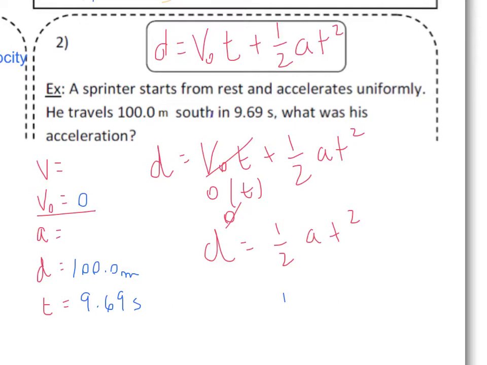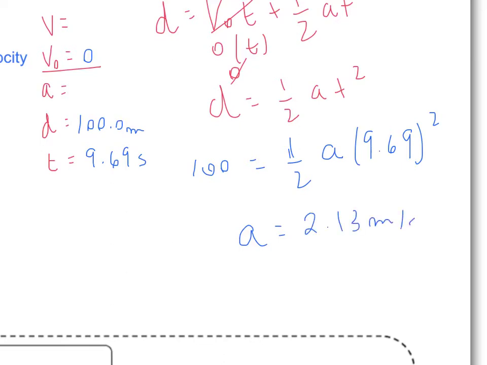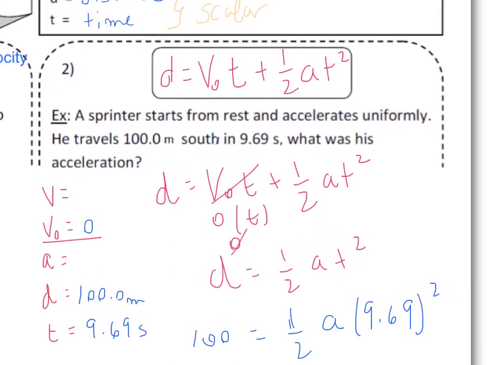Then we just plug our info in here. 100 equals 1/2 a 9.69 squared. So then we solve for a, and a is 2.13 meters per second squared. And again, we have to include direction. That direction is south, because it's a vector, and it's telling us that he's traveling south.